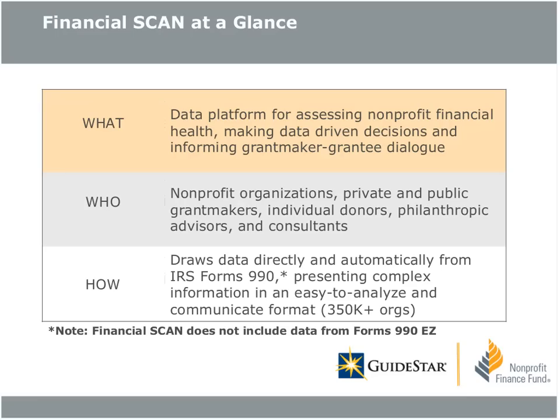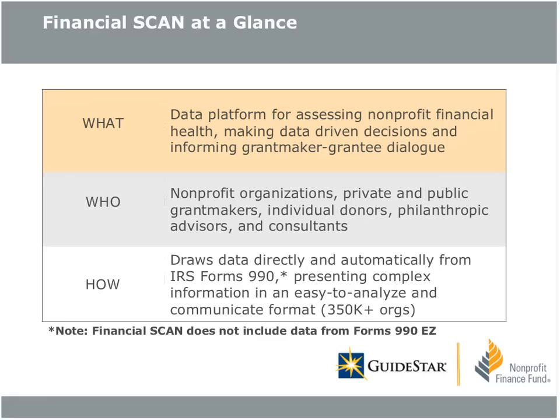It's designed to give a multi-year perspective on nonprofit financial health, as well as an opportunity for side-by-side peer comparison. It's important to note here, too, that Scan is currently only able to pull data from the regular Form 990. So it does not include data from the Form 990EZ or the Form 990PF. The 990PF is that which is filed by private foundations, and there are just different fields on there that don't translate in the same way across with the regular Form 990.